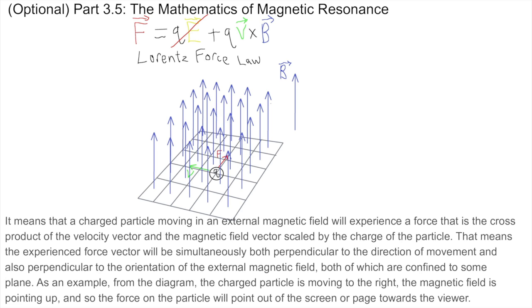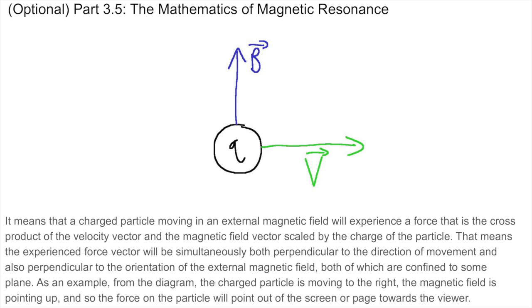That means the experienced force vector will be simultaneously both perpendicular to the direction of movement and also perpendicular to the orientation of the external magnetic field, both of which are confined to some plane. As an example, from the diagram, the charged particle is moving to the right, the magnetic field is pointing up, and so the force on the particle will point out of the screen or page towards the viewer.